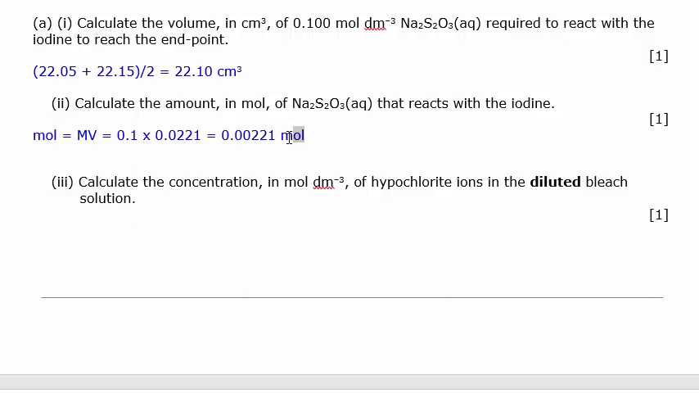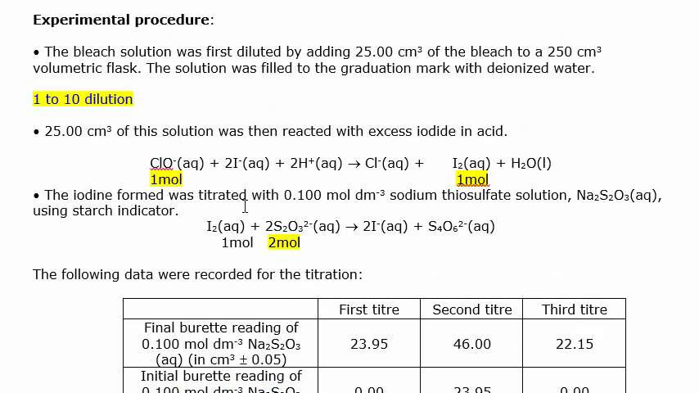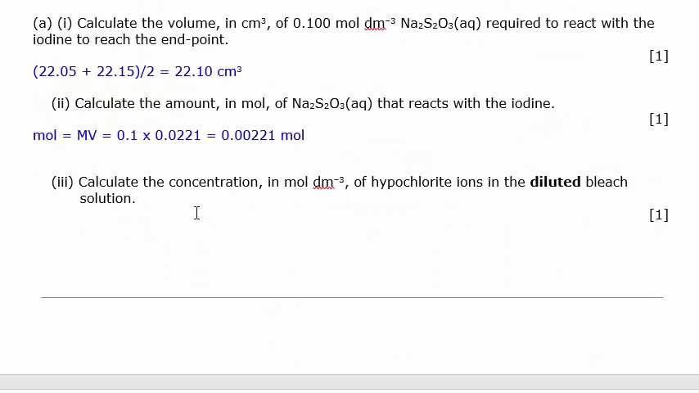So now we've got the number of moles of sodium thiosulfate, and from this the number of moles of iodine, and the number of moles of hypochlorite is half of that. So this is simply, there we go, that's what we want. Moles equals 0.00221 over 2.